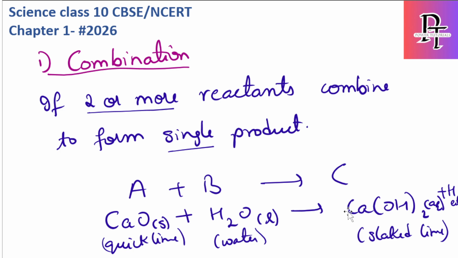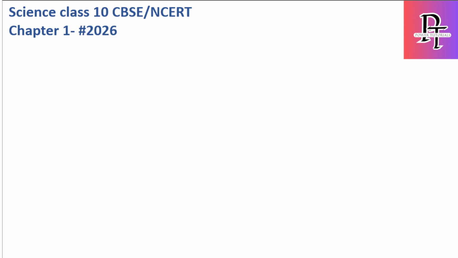So where are we using this slaked lime? We are using this for whitewashing. So I hope everyone knows what whitewashing is. So what will be happening in whitewashing? There will be a wall. So you might have seen during constructions, there will be a wall, and on it there will be a cement coating.